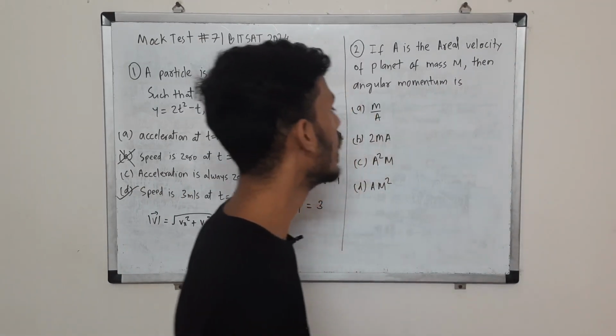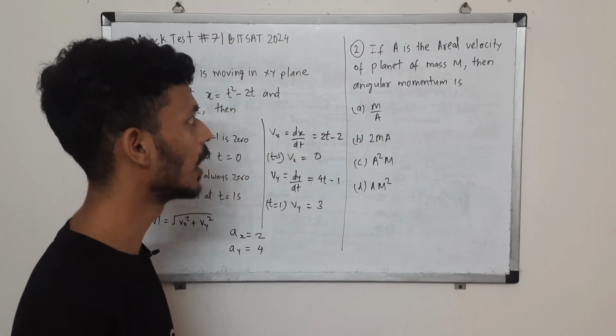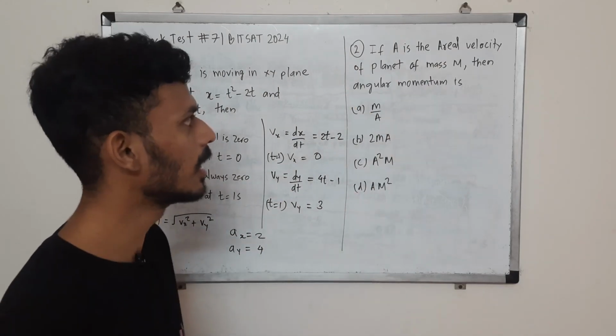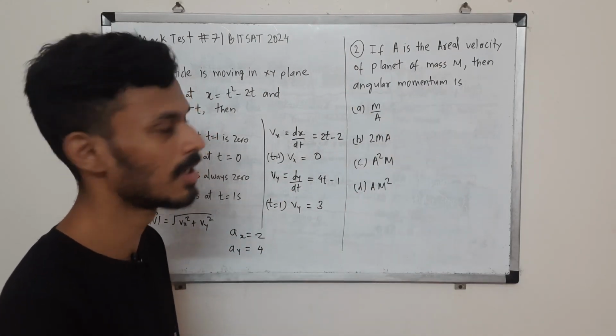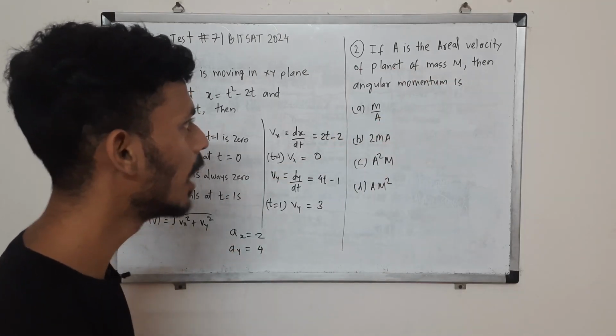Let's move to this one. The areal velocity of the planet of mass m: if a is the areal velocity of the planet around the sun, and the planet has a mass m, you are supposed to tell the angular momentum.